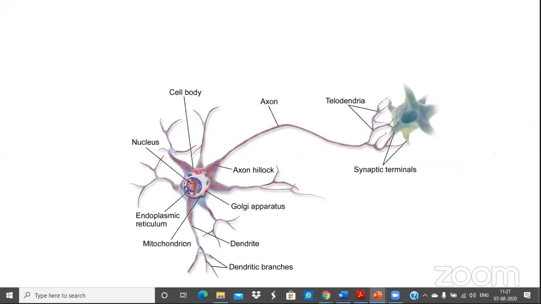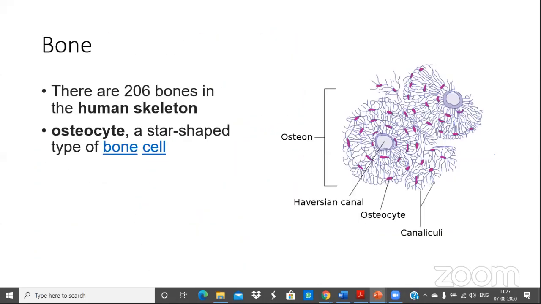Right, I hope the UG students are okay. Now we move on to bone in the same syllabus. The bone, as I already told you, is a connective tissue. We already discussed connective tissue. The inside of the bone looks like this. This is called osteocytes. Already I told you, the basic unit of the nerve is called the neuron, the nerve cell.